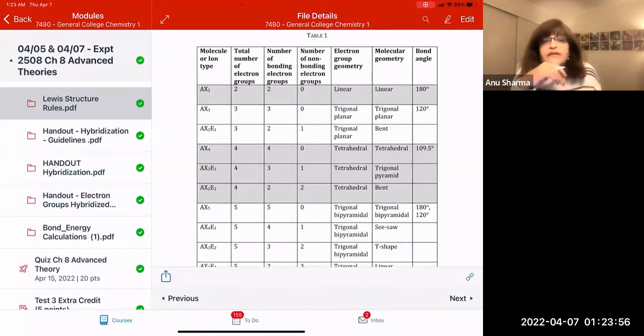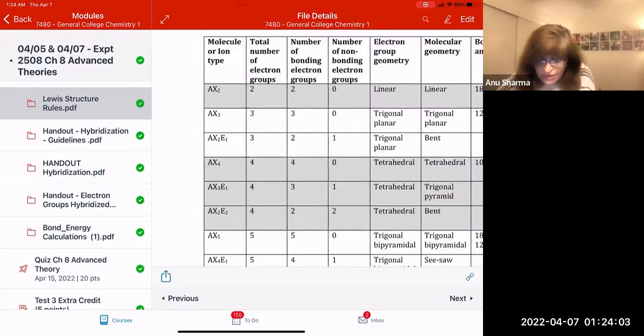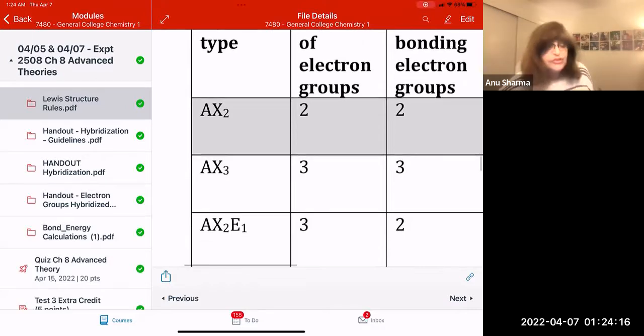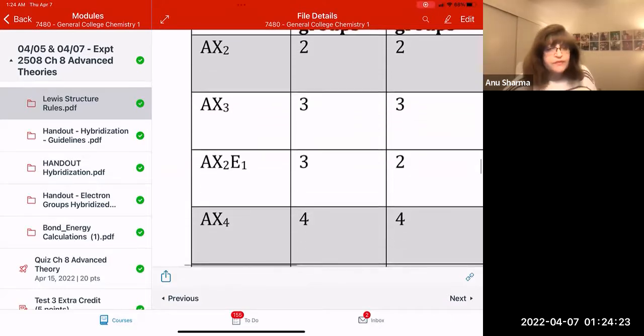Okay, so this is another handout we have. Here we see the molecule or ion type. A stands for the central atom, X stands for the outer atoms, and E stands for the lone pairs on the central atom, or the atom in question. Here it is AX4 type. AX4 means A is a central atom and it's connected to 4 atoms.